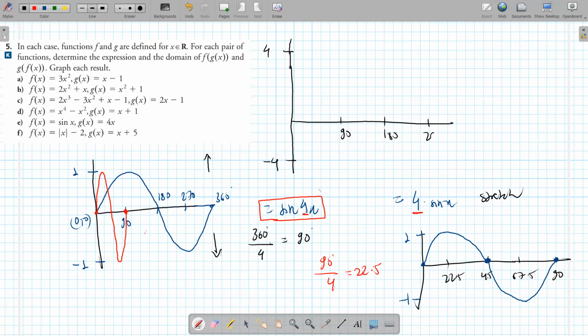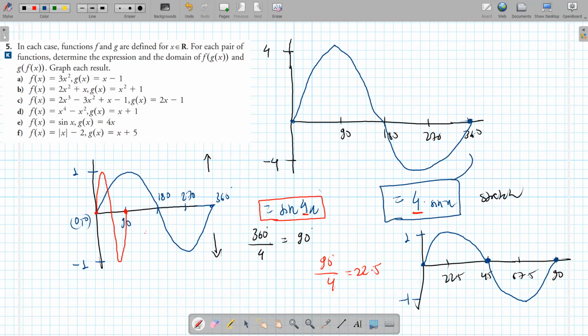The period is still 360. It's still going to start at the origin. It's just going to look a lot lankier like this. At 90, it's going to be maximum at 4, 180, 0, 270, -4, and 360 back to 0. So that's the difference between these two. The 4 on the outside stretches it up and down. The 4 on the inside shrinks it left and right, okay?